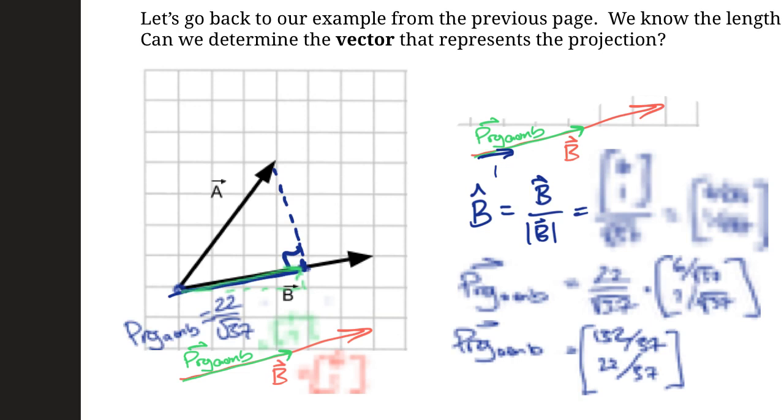And if you weren't sure, you could check to see if we found the magnitude of this, it comes out to 22 over root 37. You can trust me, or you can try it yourself to see if it's true, but it should work. So we basically now know a vector in that direction.